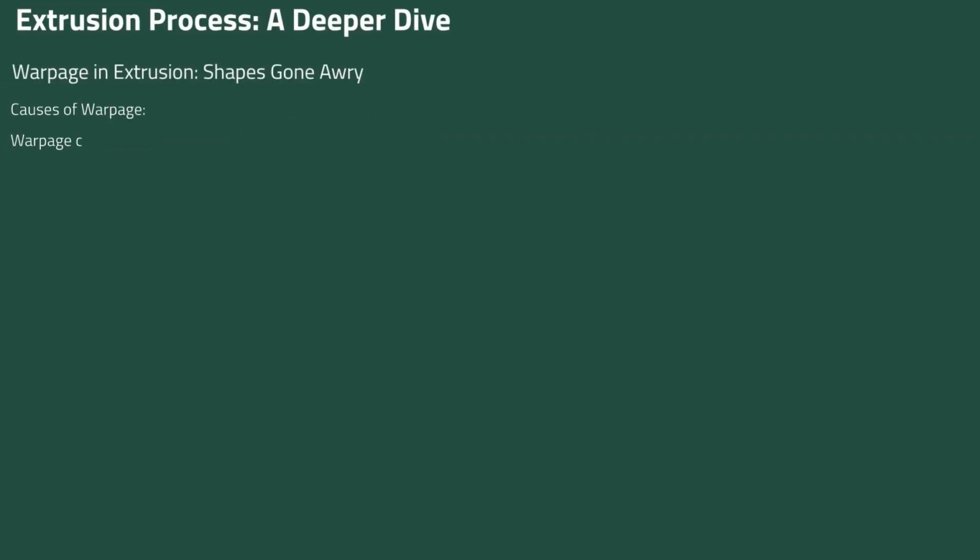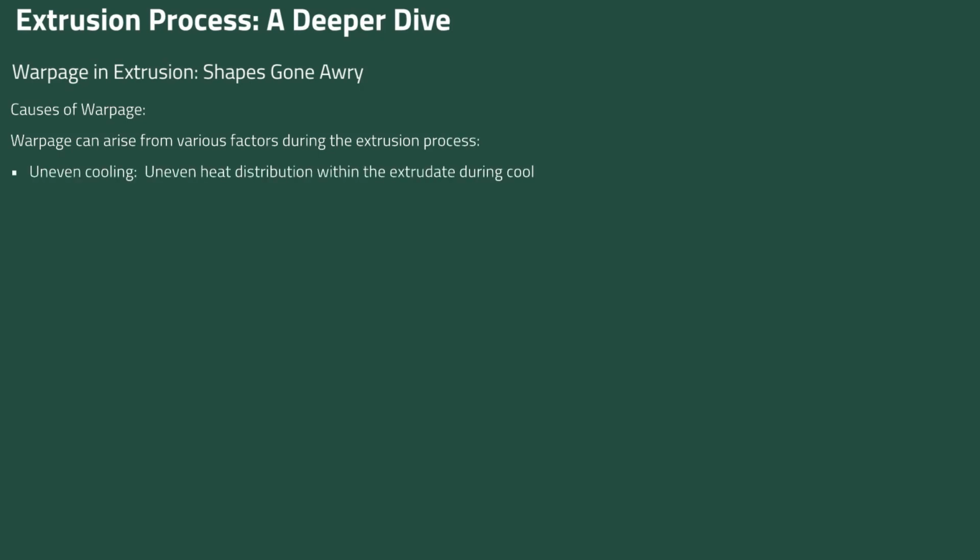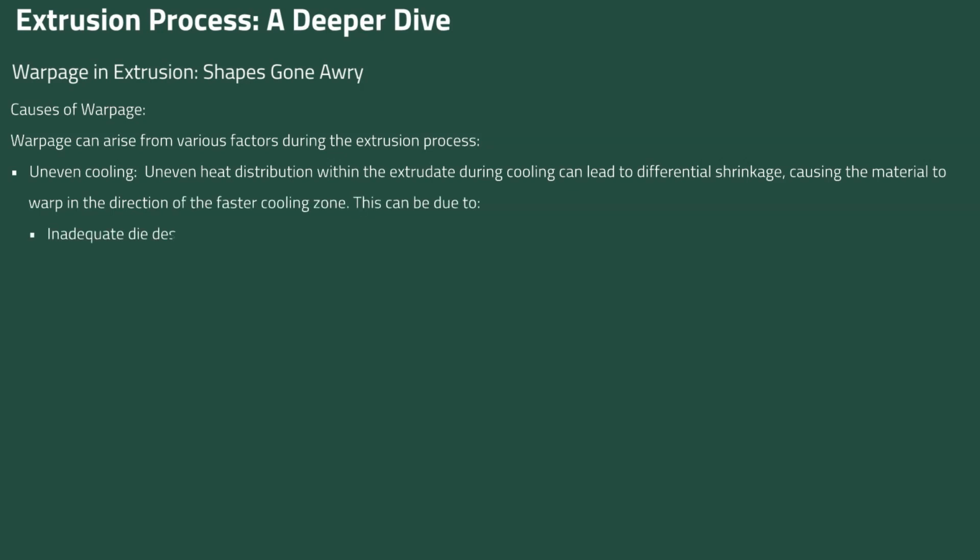Causes of warpage. Warpage can arise from various factors during the extrusion process. Uneven cooling: uneven heat distribution within the extrudate during cooling can lead to differential shrinkage, causing the material to warp in the direction of the faster cooling zone. This can be due to inadequate die design. Poor die design can create uneven cooling channels or hot spots within the die.